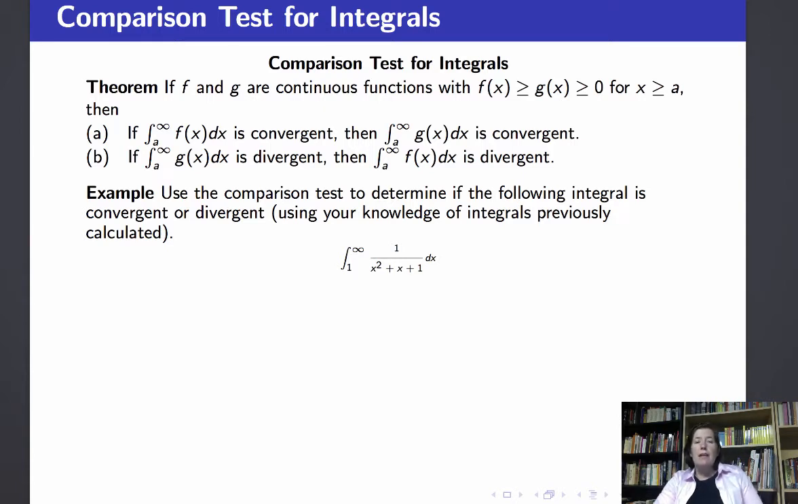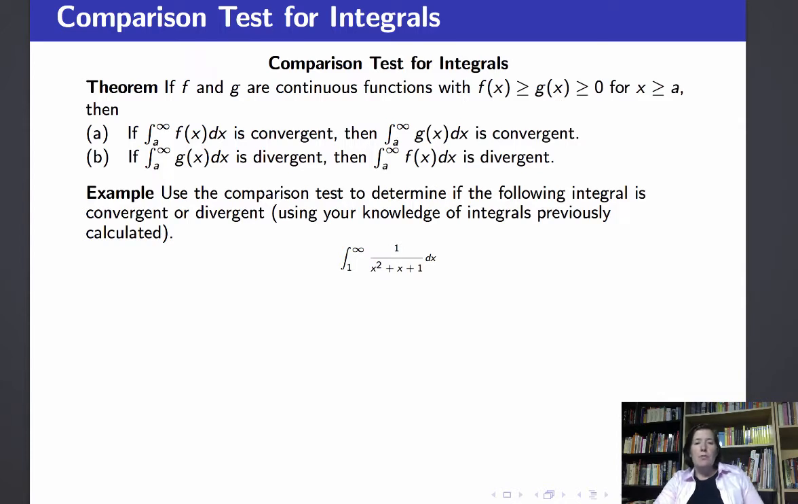If the integral from a to infinity of the smaller one is infinite, then the larger integral must also be infinite. So if the integral from a to infinity of g of x is divergent, then since the integral from a to infinity of f of x is bigger than or equal to that, it must also be divergent. And this is called the comparison test for integrals. And we'll have something similar when we talk about infinite sums later. And it's very useful if you have something that's difficult to integrate. You can just compare it to something you already know.